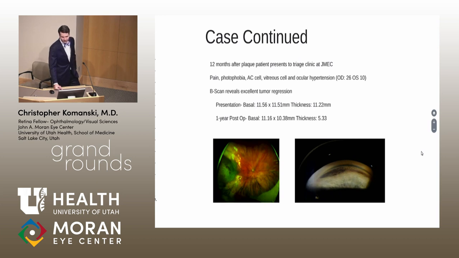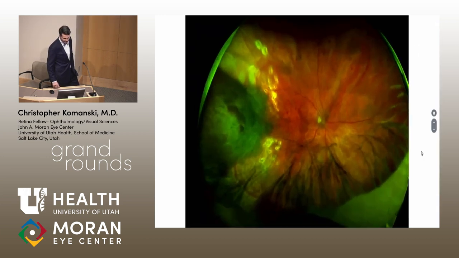Dr. Harry was able to perform a B scan that day, and that revealed excellent tumor regression, so similar basal size as expected, but the thickness was previously 11.2 millimeters and now is 5.3 millimeters. And we have a photo from around this time. We can see this temporal mass with a little bit of overlying vitreous hemorrhage. And it's a little bit hard to see, but in the inferior vitreous, there's some vitreous pigment you can kind of see through the eyelashes.